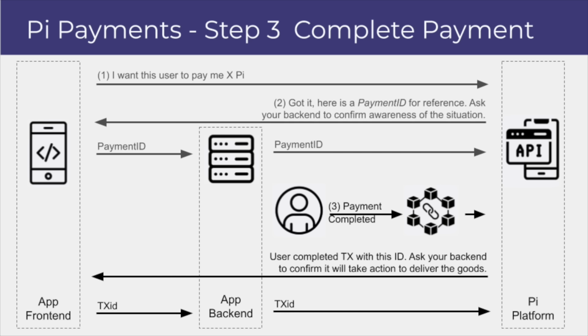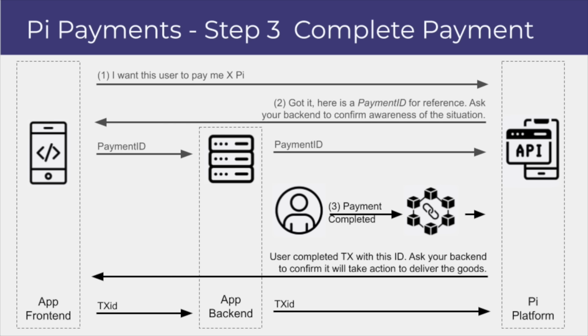So now the transaction ID is returned to the app's front end, and there is another round of sending it back through the backend in order to once again prove that the transaction ID has been received and that there is a good chance the goods will be delivered. And so this transaction ID has to be sent by the app's front end back to the app backend, and the app backend has to send it again to the Pi platform through the process that we call server-side completion.